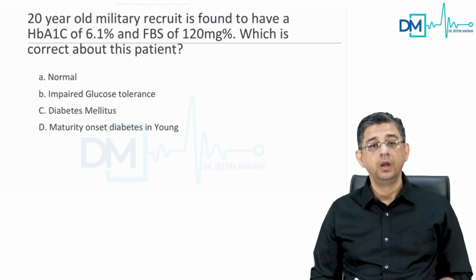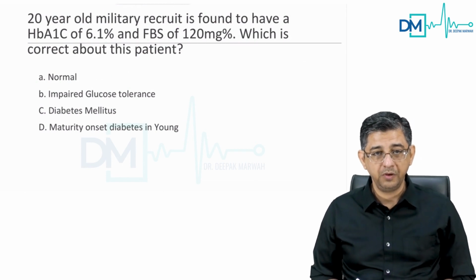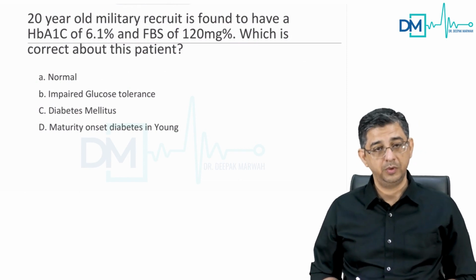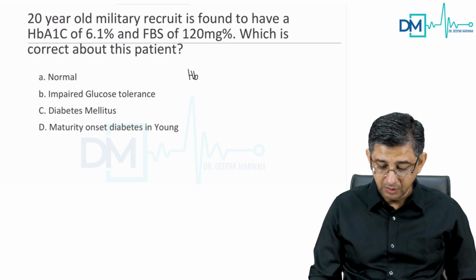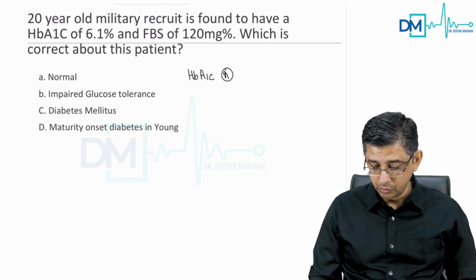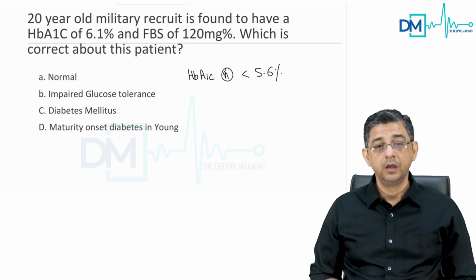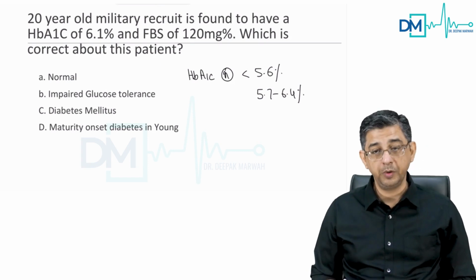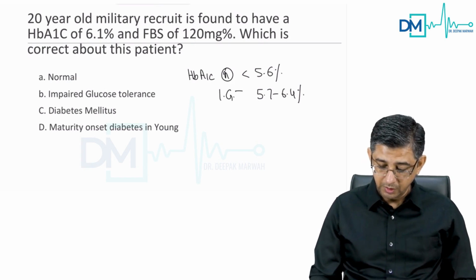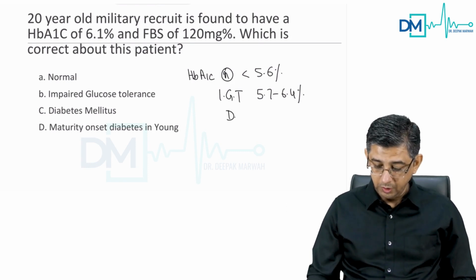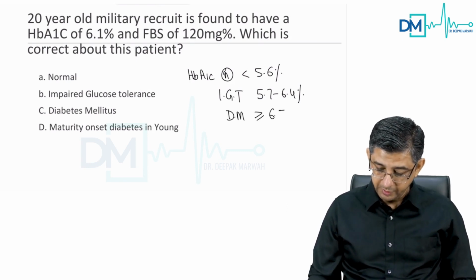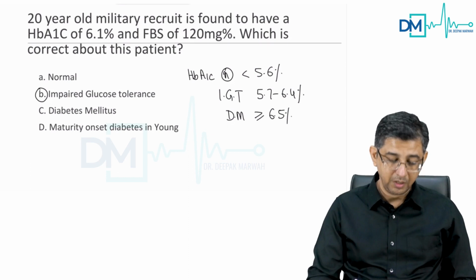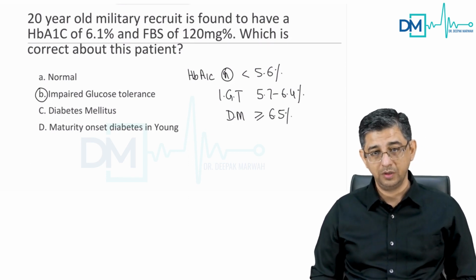Moving ahead, a 20-year-old military recruit is found to have an HbA1c of 6.1% with a fasting blood sugar of 120. Which of the following is correct about this patient? Guys, you are aware that for glycosylated hemoglobin, the normal value should be less than 5.6%. If a person has an HbA1c between 5.7 to 6.4%, that will definitely not be normal and would be included under what is called impaired glucose tolerance. If the value of HbA1c goes more than 6.5%, it is obviously a diagnosis of diabetes mellitus. So this guy is definitely not normal, and the correct answer for this chap is impaired glucose tolerance.